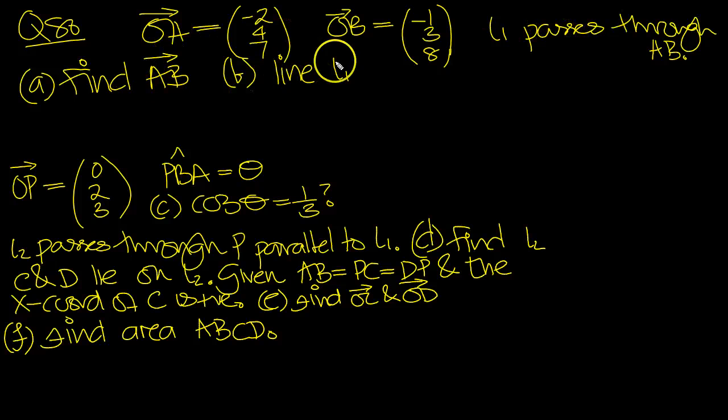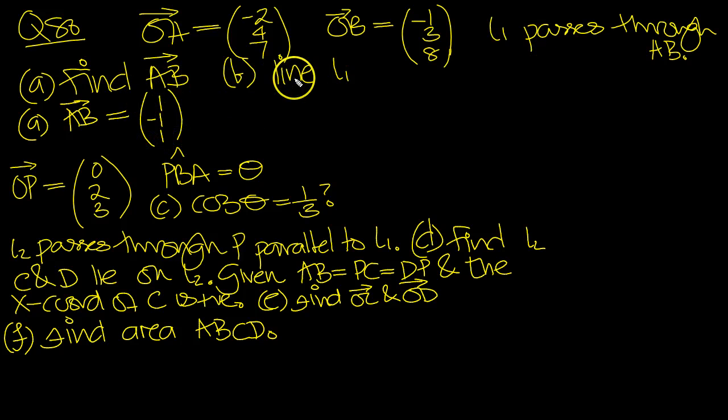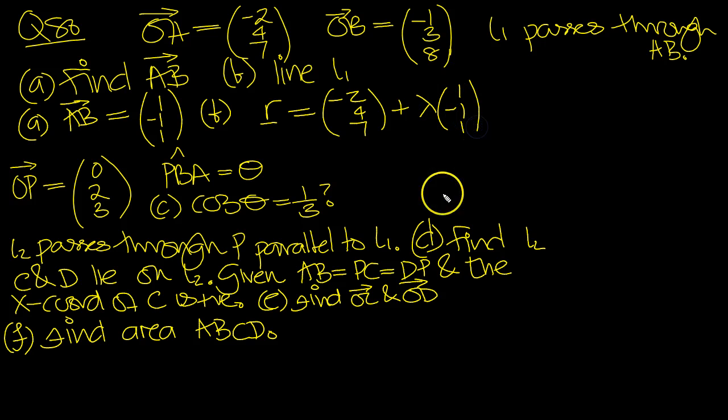So L1, find AB. So here, the first part AB, then squeeze it in here. Here's the vectors. So it's -1 minus -2, 3 minus 4, and 8 minus 7. So there's AB. Line L1: R is equal to (-2, 4, 7) plus lambda (1, -1, 1). So there's the line.